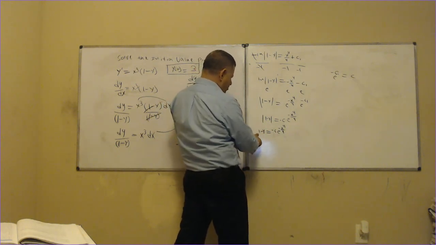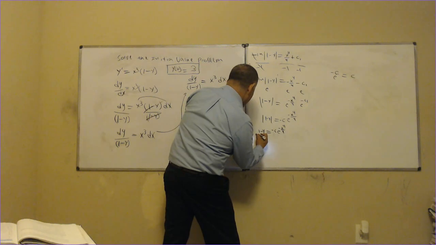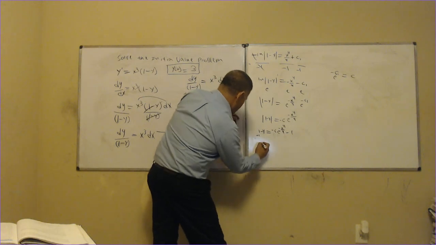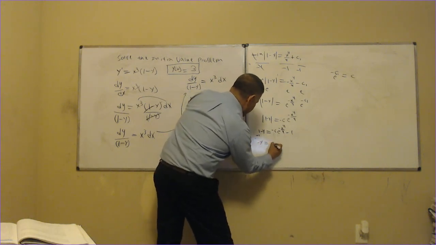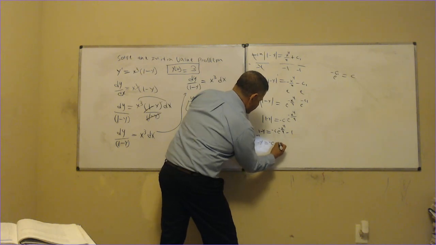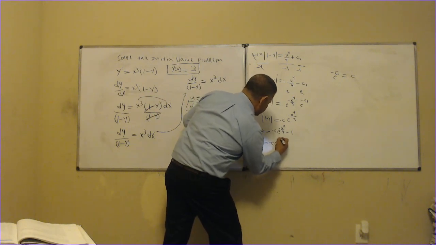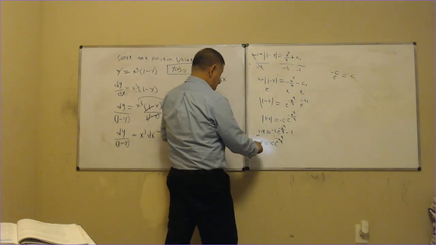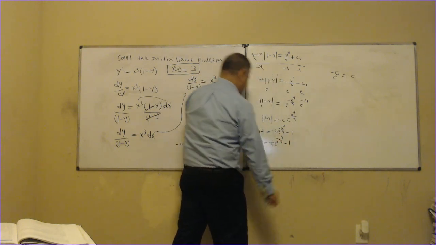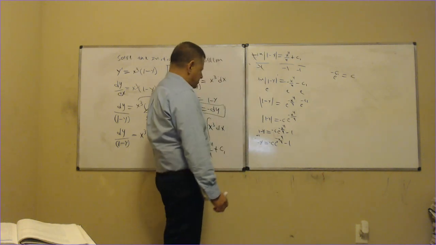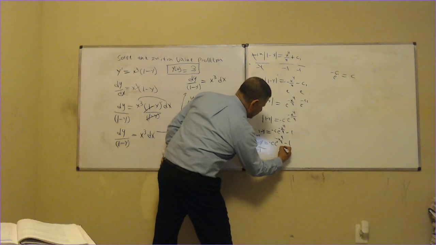Now, solving for y, we have to move this guy to the other side. So you subtract 1, subtract 1. And we get negative y equal negative c e to the negative x to the fourth over 4, negative 1. Divide this by negative 1, negative 1 divided by negative 1.